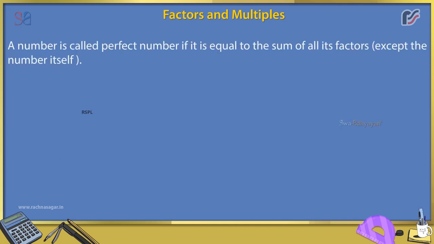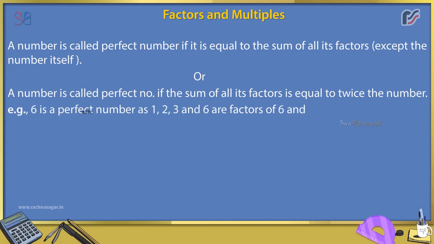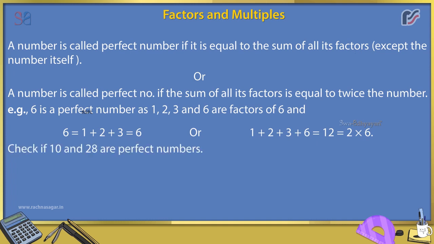A number is called a perfect number if it is equal to the sum of all its factors, except the number itself. Or, a number is called a perfect number if the sum of all its factors is equal to twice the number. Example. 6 is a perfect number, as 1, 2, 3 and 6 are factors of 6, and 6 is equal to 1 plus 2 plus 3, which is equal to 6, or 1 plus 2 plus 3 plus 6 is equal to 12, which is equal to 2 multiplied by 6. Check if 10 and 28 are perfect numbers.